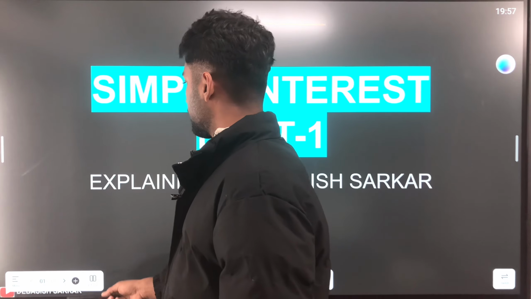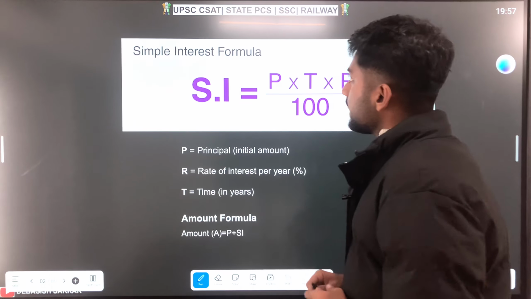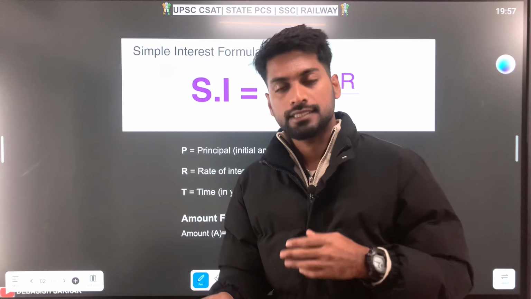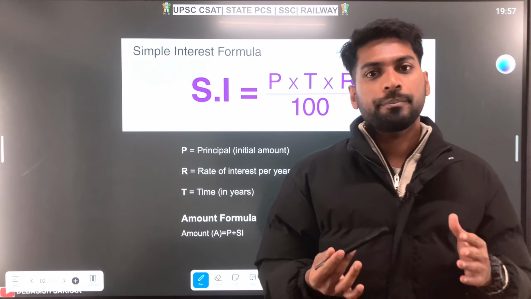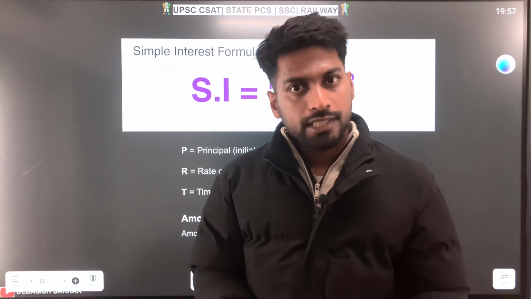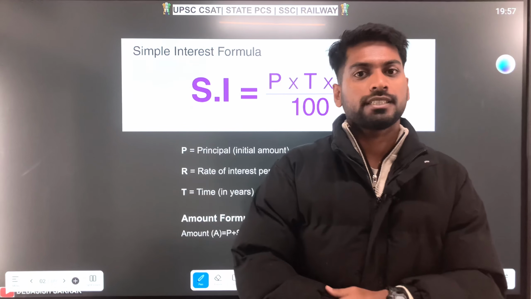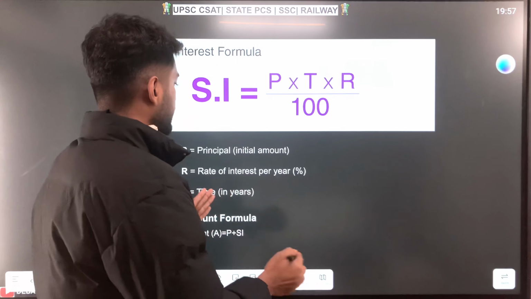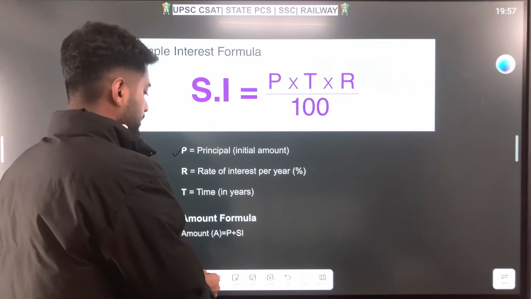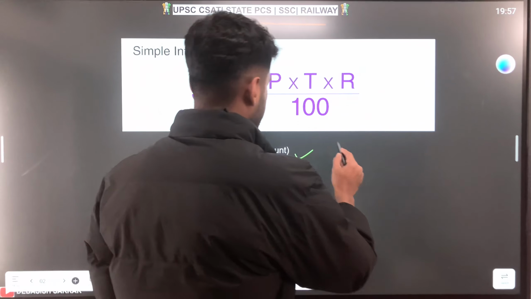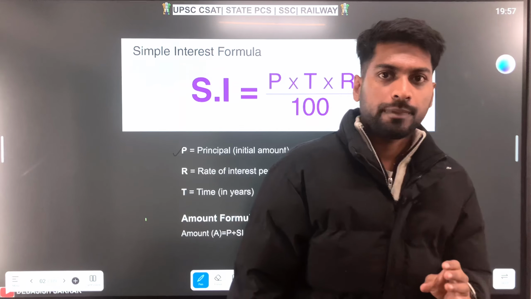There is a very famous formula called SI, that is simple interest, equals PTR by 100. You have to understand what is P, what is T and what is R to solve simple interest questions. Now look, P means your principal amount. And what is principal amount?